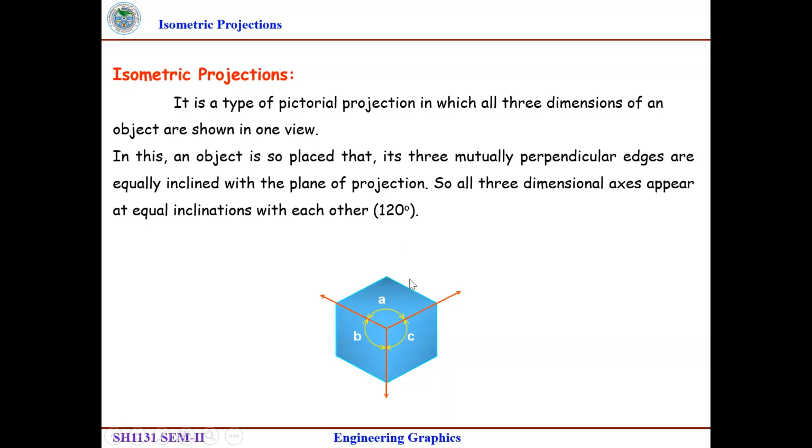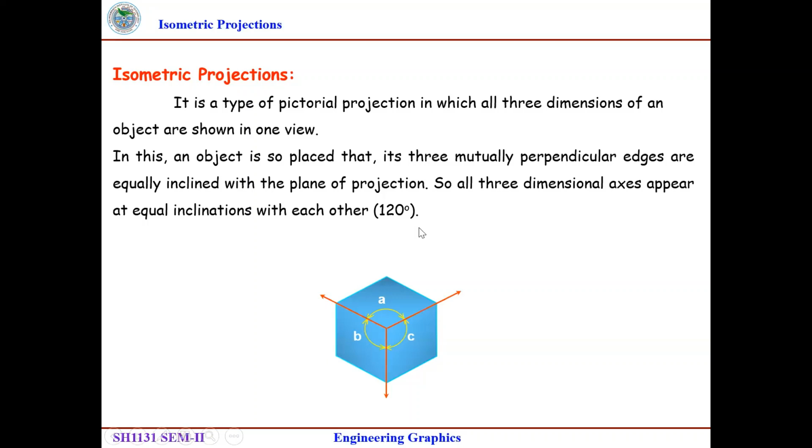So you have to place the object in such a way that if the observer sees that object, then he can view three dimensions simultaneously. So that is what the isometric projection is. In this, an object is placed such that the three mutually perpendicular edges are equally inclined with the plane of projection. So all three dimension axes appear at equal inclination with each other.